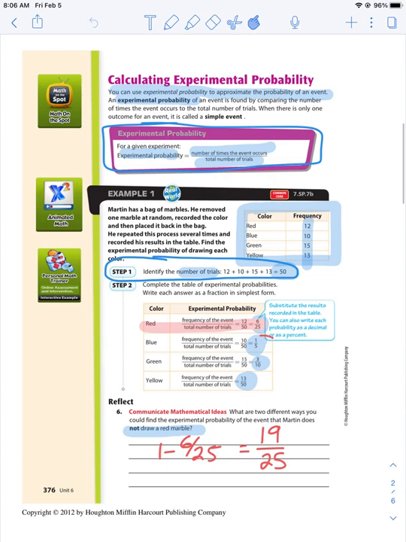Or you could add up all of the other probabilities. So you could add 1/5 plus 3/10 plus 13/50, and you should also end up with 19/25. So to find the probability that he does not draw red, you could either subtract the probability that he does draw red from 1, or you could add up all the other possible events' probabilities.